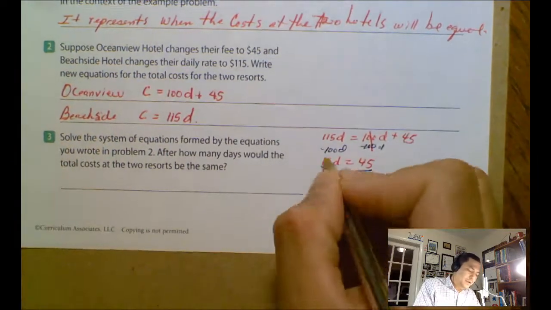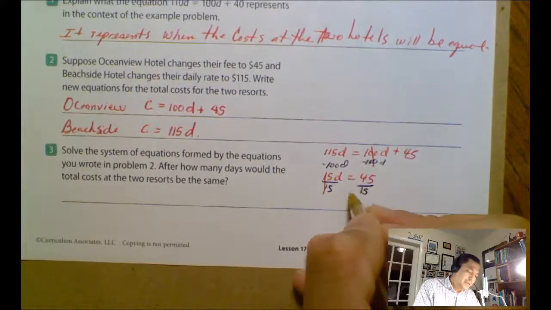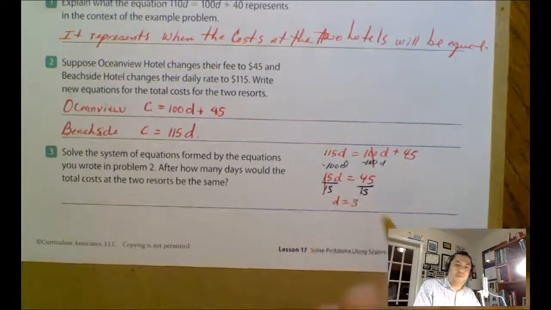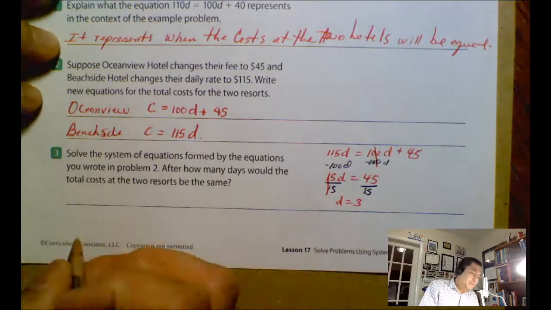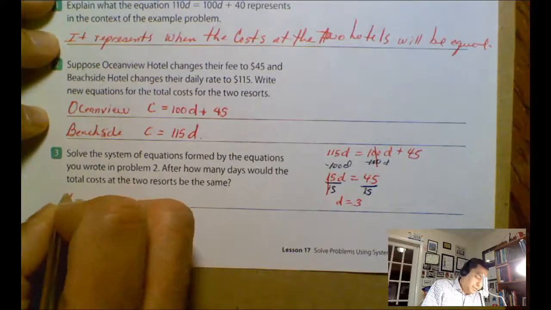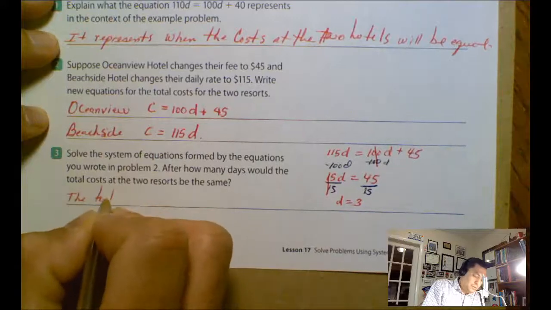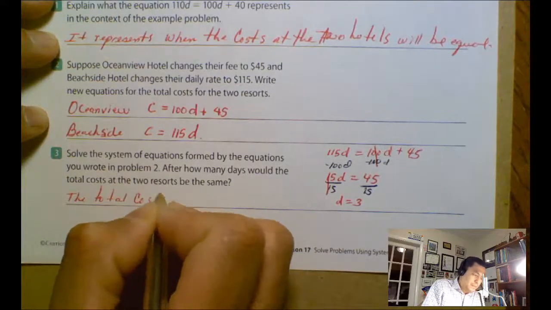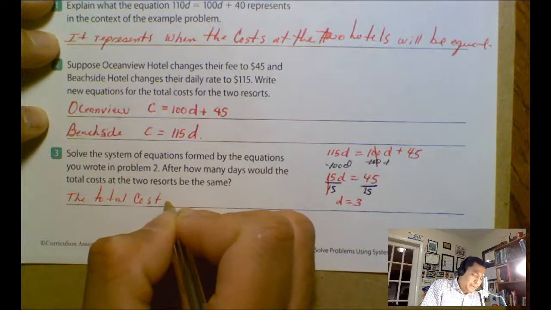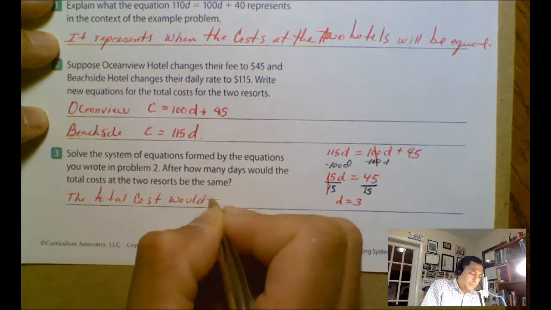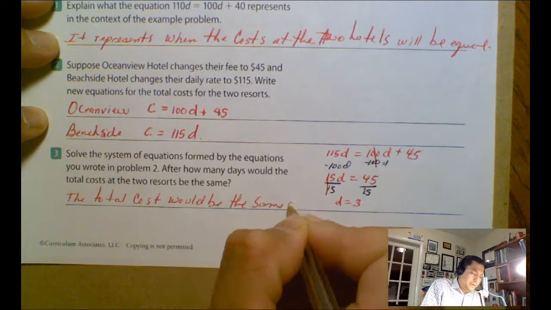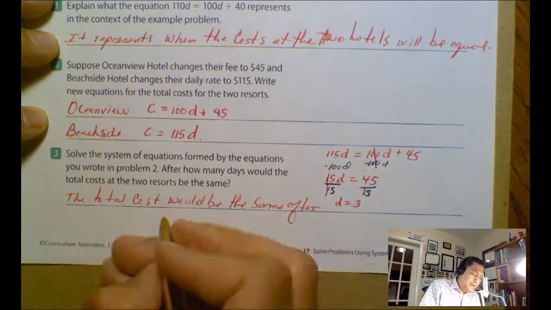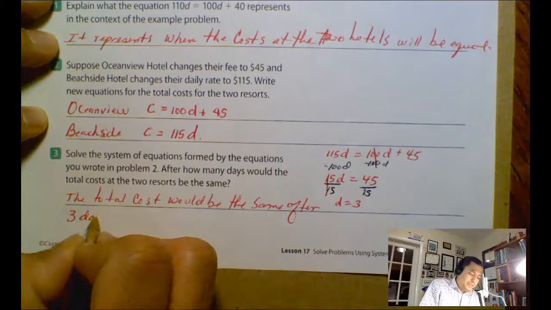Okay. So what we have here is D equals 3. That's going to be the solution. 3 times 15 is 45. So in this case, the total cost will be the same after 3 days. Okay, let's move the page.